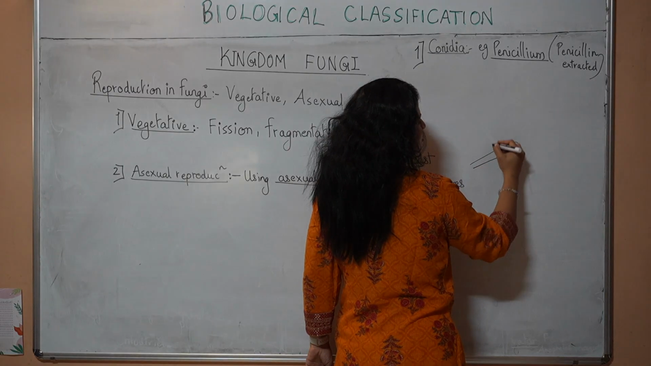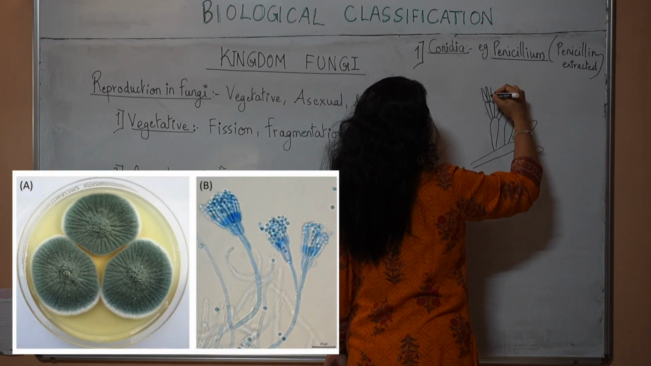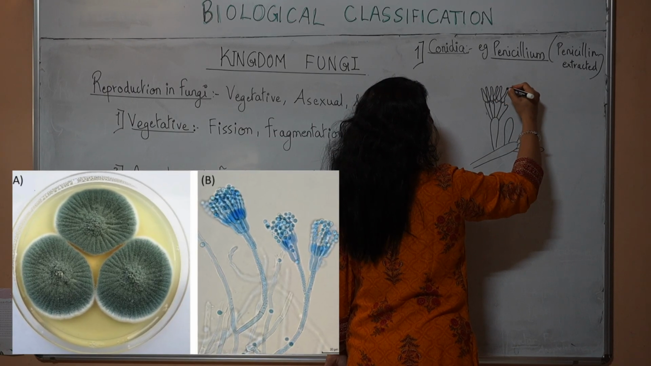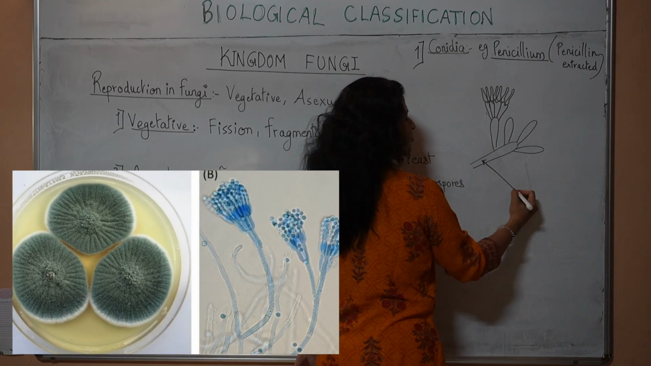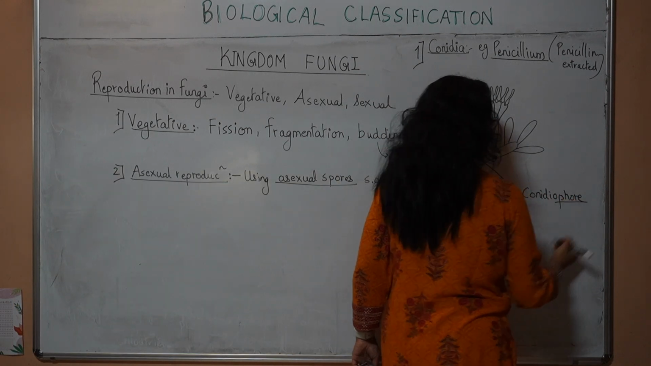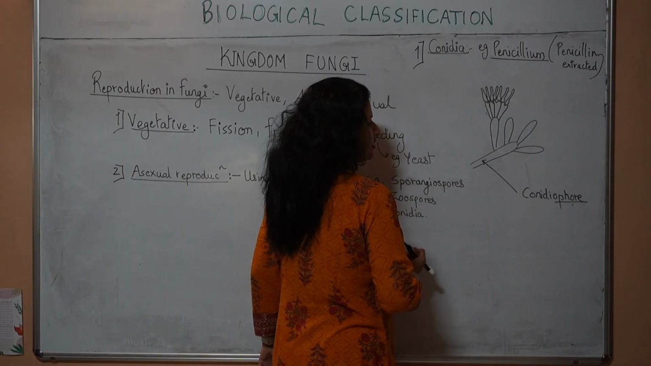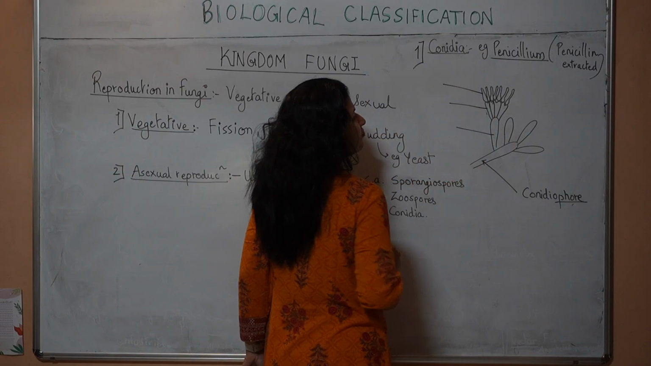This is the structure under the microscope. There will be branching after branching, a lot of branches. Something peculiar you will find about the branches, wherein this is the main branch, which will be called the conidiophore. Why is it called conidiophore? Because it is a branch that will be bearing conidia. Conidiophore will have several divisions of branches.